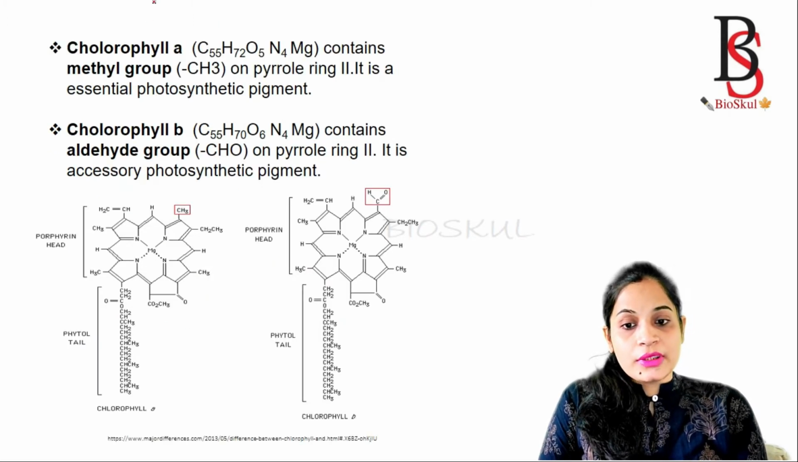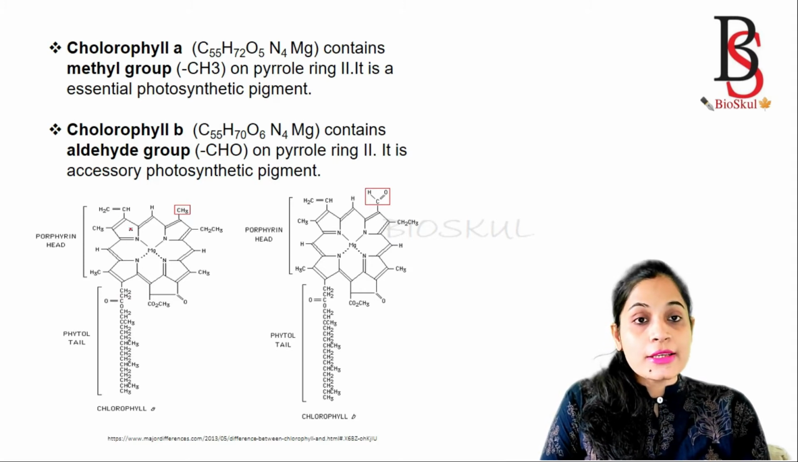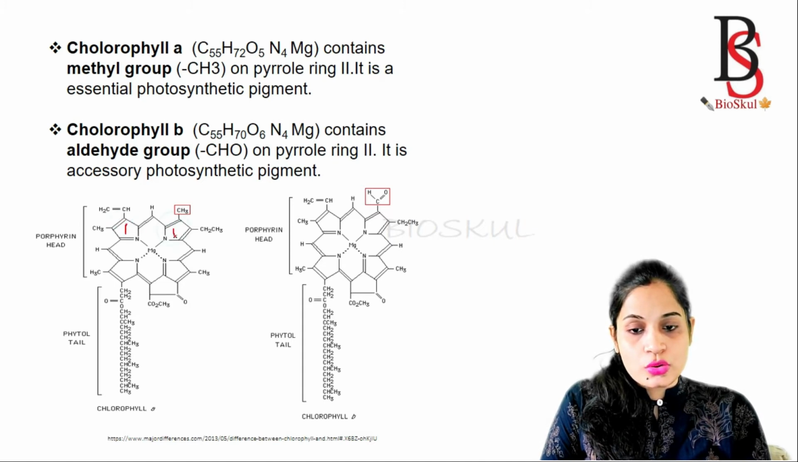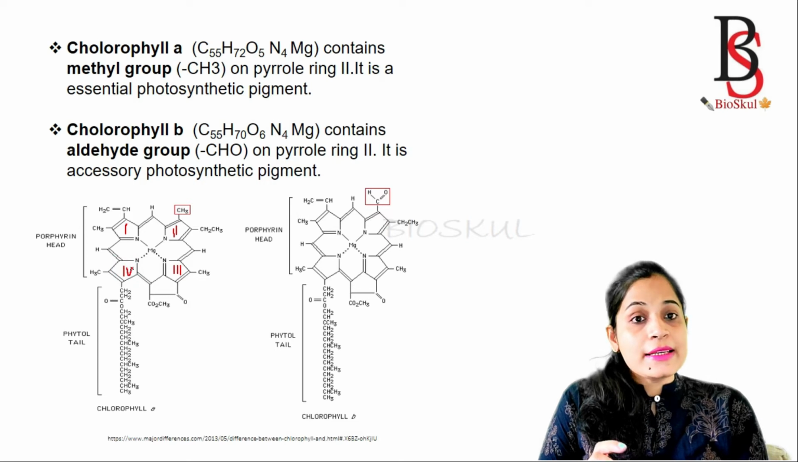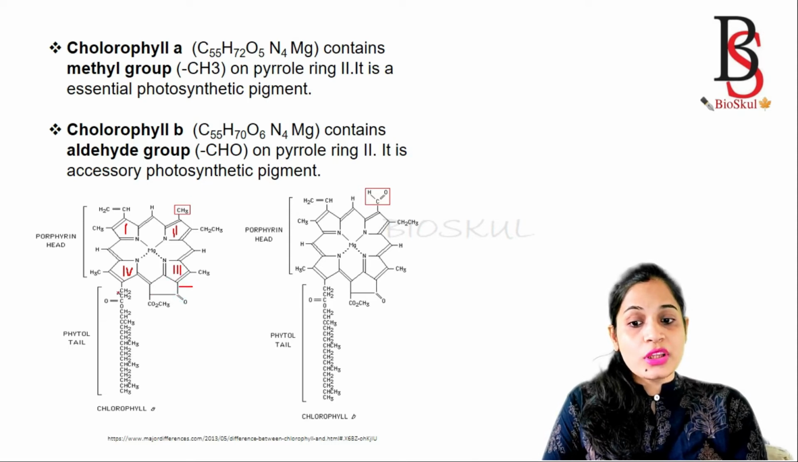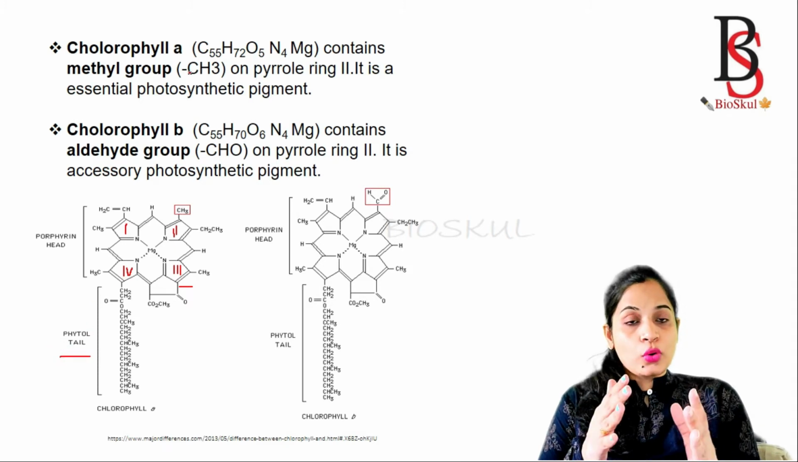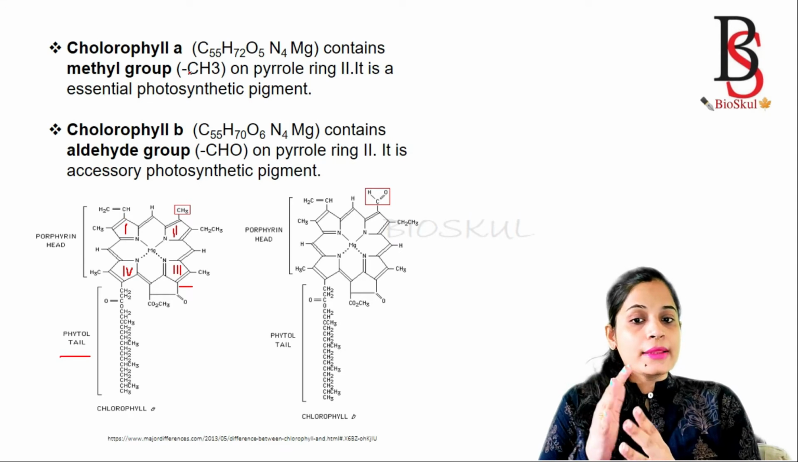Now we will see the structure. Here in the structure you can see this is the polycyclic structure, and it is a tetrapyrrole ring. This one is pyrrole ring 1, this one is 2, this one is pyrrole ring 3, and this one is pyrrole ring 4. Pyrrole ring 3 is fused with the cyclopentane structure, and pyrrole ring 4 is fused with the long chain of phytol tail. Chlorophyll is divided into chlorophyll A and chlorophyll B.